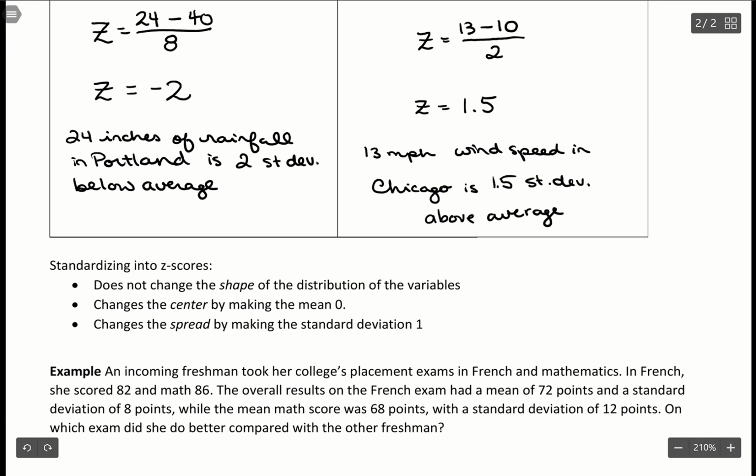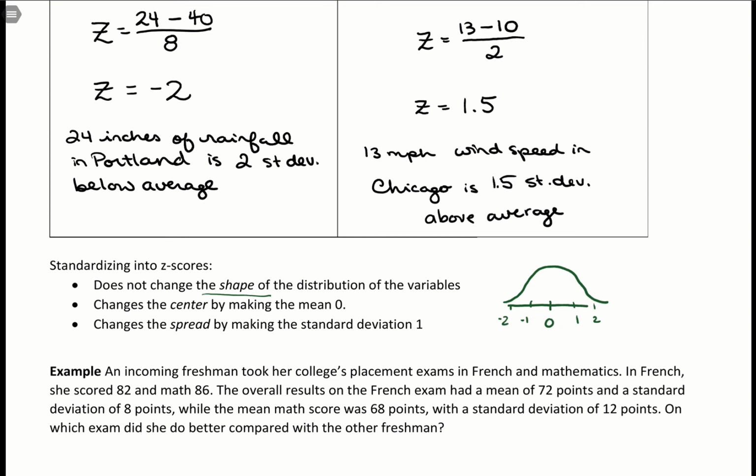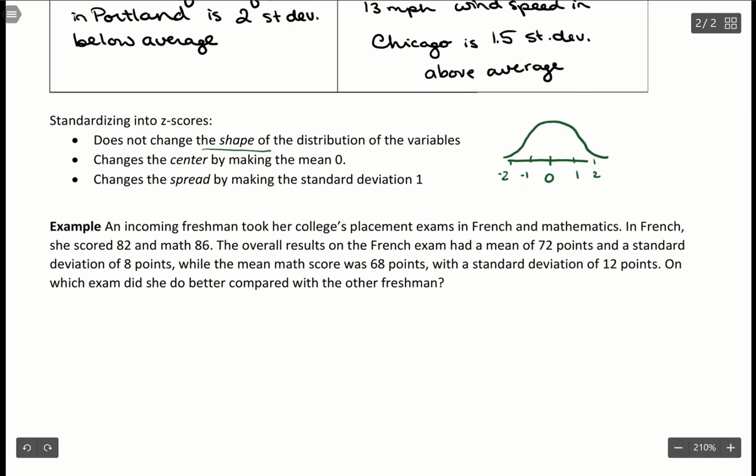So in terms of standardizing z-scores, it doesn't change the shape. So while all of our initial distributions were bell-shaped, if you change to z-scores, it stays bell-shaped, and it makes the center a 0, and then we get that standard deviation of 1 out to get basically a comparable scale. And then we can look at Chicago wind speed and Portland rainfall at the same time on the same number line. Now, let's look at one more example of comparing two values with different scales.